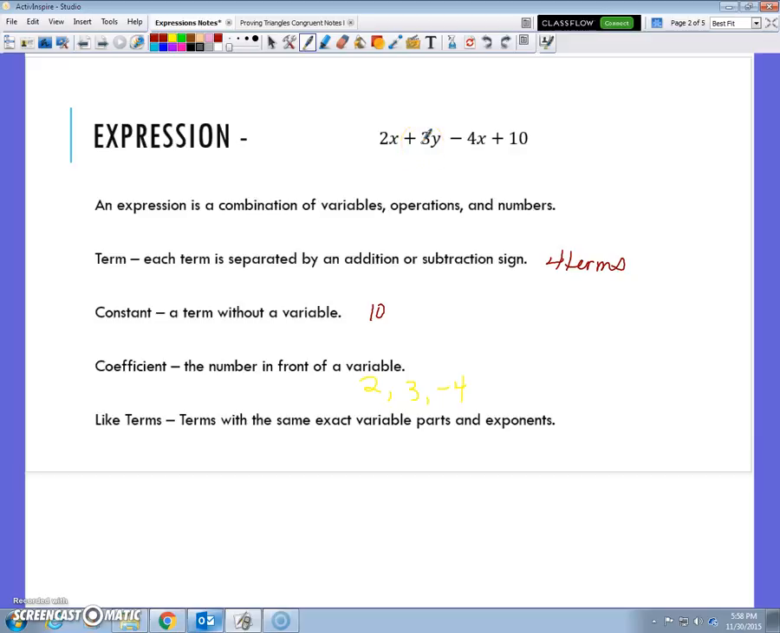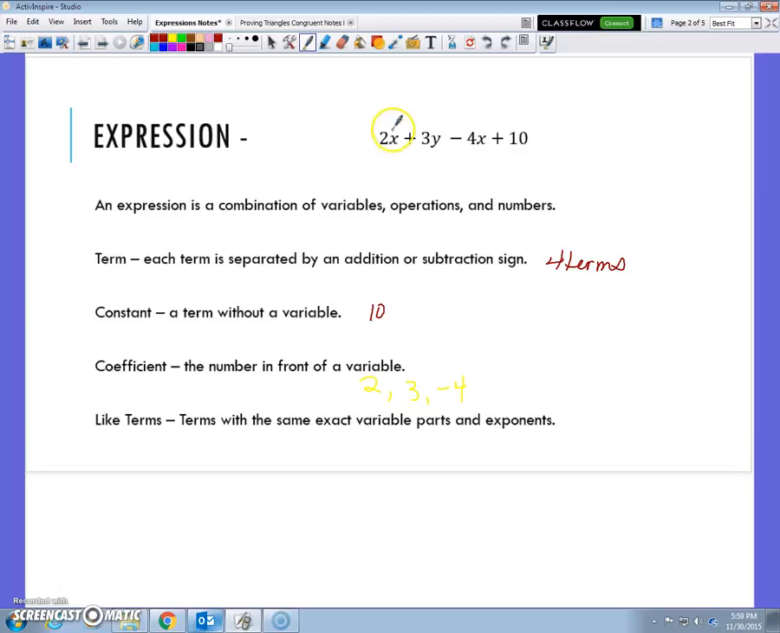If I have 2 apples and 3 oranges, I don't have 5 apple oranges. I have 2 apples and 3 oranges. They're separate. They're different things. These are x variables. These are y variables. I can't squeeze them together and make apple oranges. Okay. So like terms have the exact same variable part and the exact same exponent.